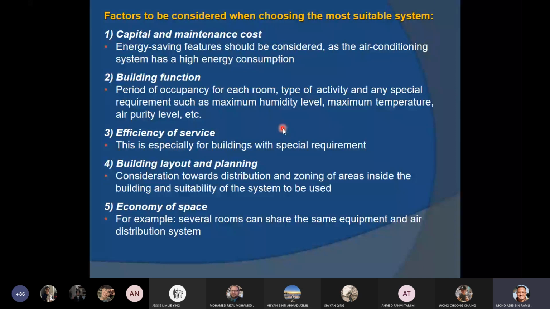Building layout and planning. Okay, I believe this is where your role as an architect is very important. You need to consider the distribution of zoning areas inside the building and suitability of the system to be used. Like I mentioned, for example, the simplest example is the placement of the AHU room.